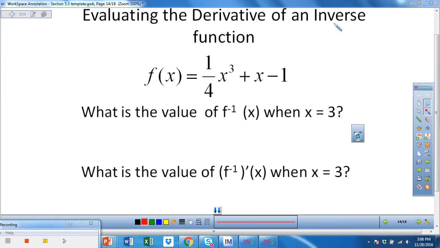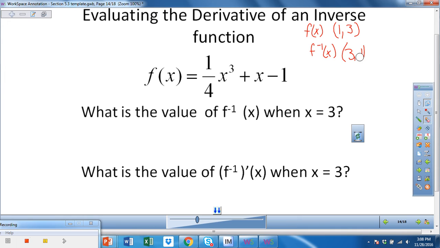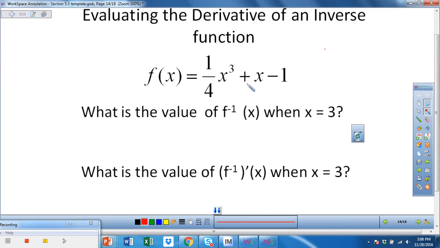So let's say for instance, if I had a function and it had a point (1, 3), then the inverse of that function would have a point at (3, 1). Do you agree with that? Do you understand that? Because I'm simply exchanging the x and the y. So if I want to find the derivative of this inverse, and since I can't find the inverse algebraically, I'm going to have to do it by using just a point on the graph. My first step is to set 3 equal to f of x.